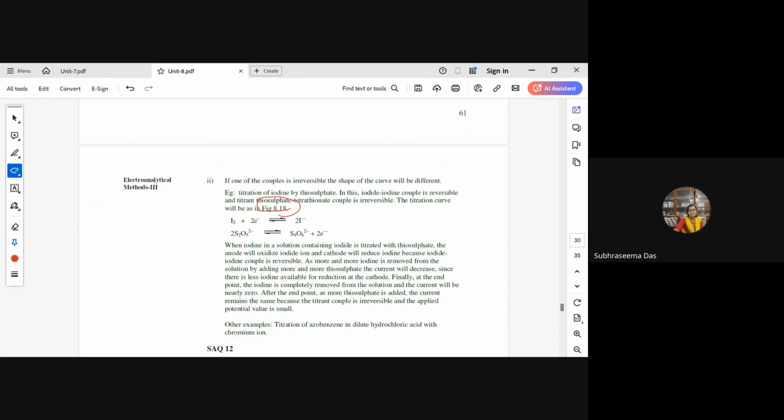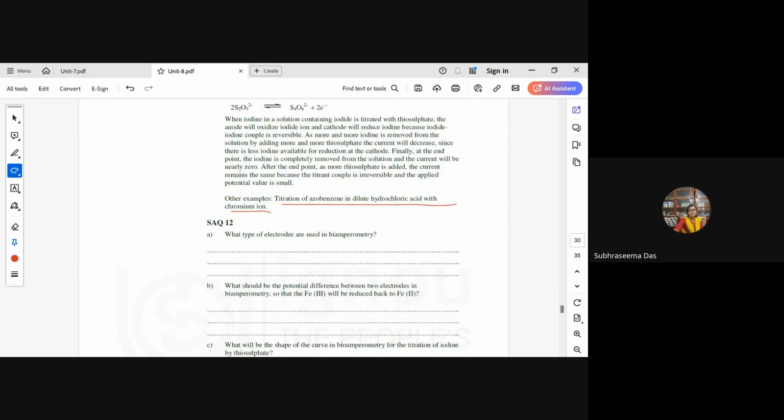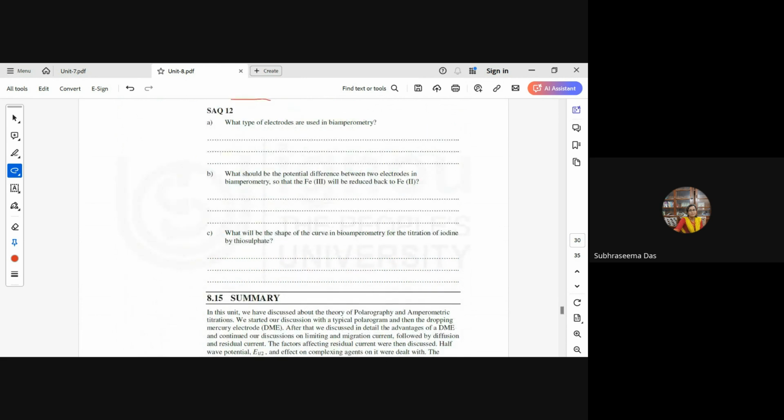Finally, at the end point, the iodine is completely removed from the solution and the current is nearly zero. After the end point, the current remains the same because the titrant couple is irreversible and the applied potential value is small. Other examples that involve such types of titrations are titration of azobenzene in dilute HCl with chromium ion. These are two important cases of biamperometry.